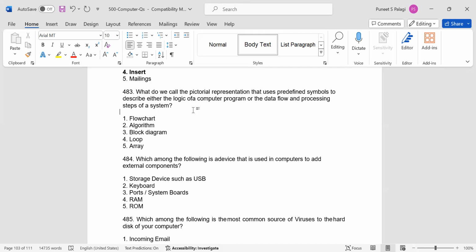What do we call the pictorial representation that uses predefined symbols to describe the logic of a program? So it's a very easy answer. It is flowchart.